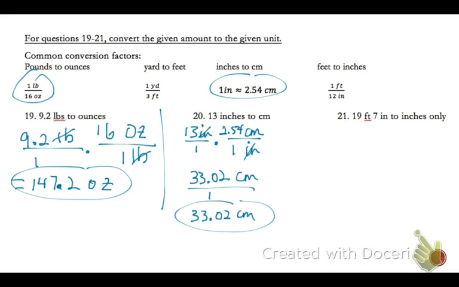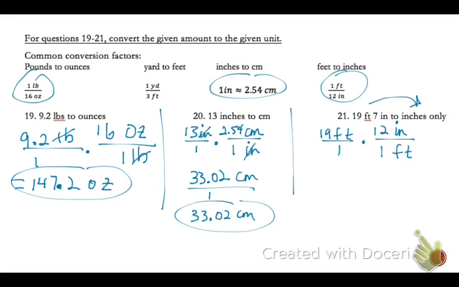And then finally we want to take 19 feet 7 inches to inches only. Now all I need to do is convert the feet part and then add it to the inches. So I need a conversion factor that will convert feet to inches. So I need my inches to show up in my numerator and my feet to divide out. And then I place my numbers, and I'm looking here to help me. So there are 12 inches in 1 foot.